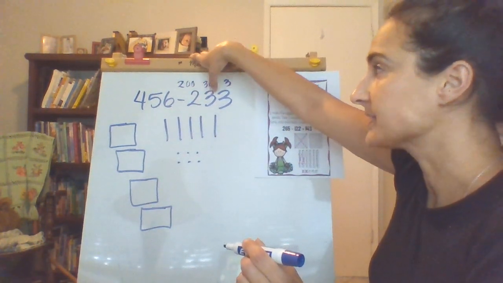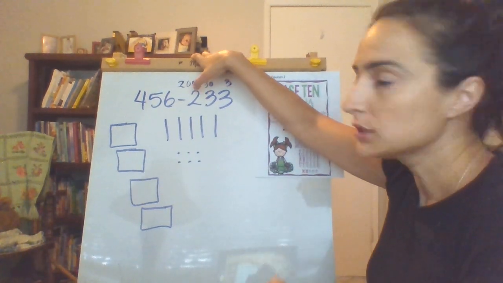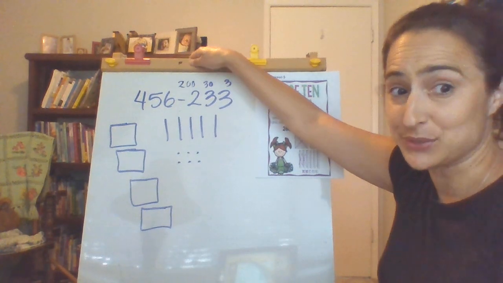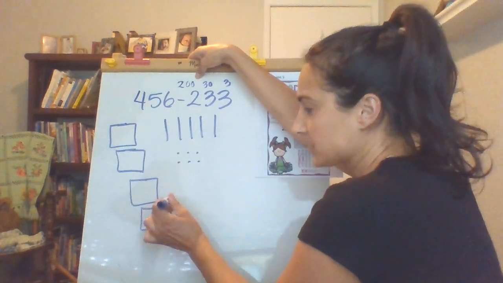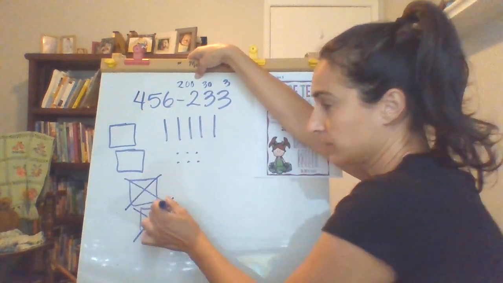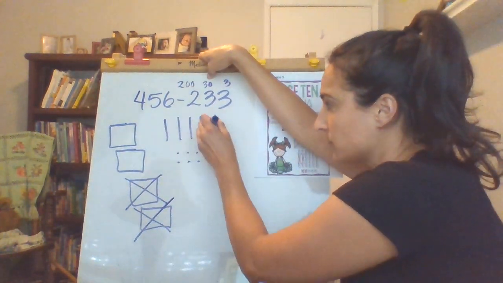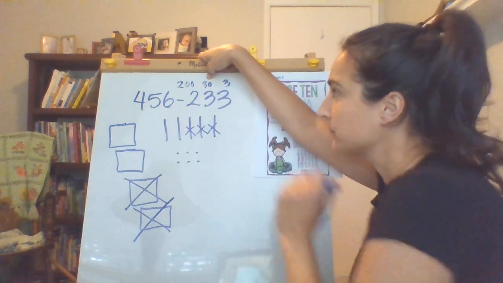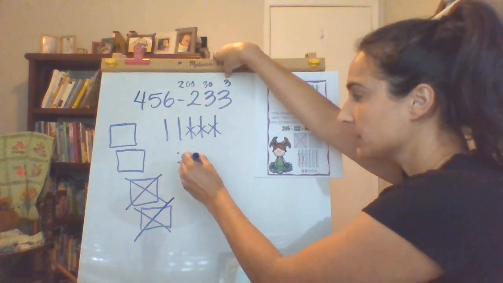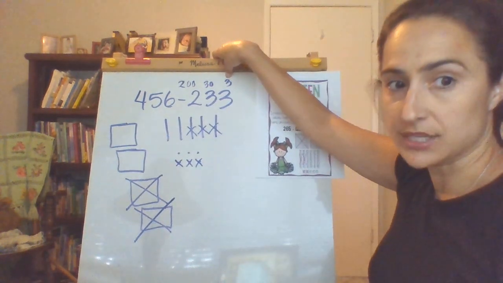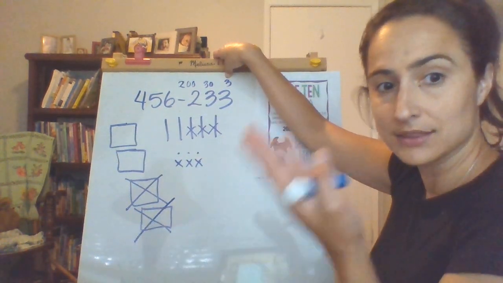Each digit has its own value, right? So that's 200, that's 30, that's 3. I'm going to take those away now, boys and girls. All right, 200s. Okay, that's step 1. 30, so 3 tens. 1, 2, 3. 3 ones. 1, 2, 3. Now, what you have to ask yourself is, what's left?